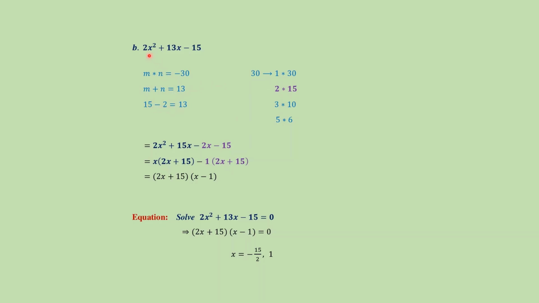So you can rewrite this as 2x square plus 15x minus 2x minus 15. So the greatest common factor of the first two terms is x, and the greatest common factor of the last two terms is negative 1. So you can write this one as 2x plus 15 times x minus 1. If the question asks you to solve this equation, its solution will be x equals negative 15 over 2, positive 1.